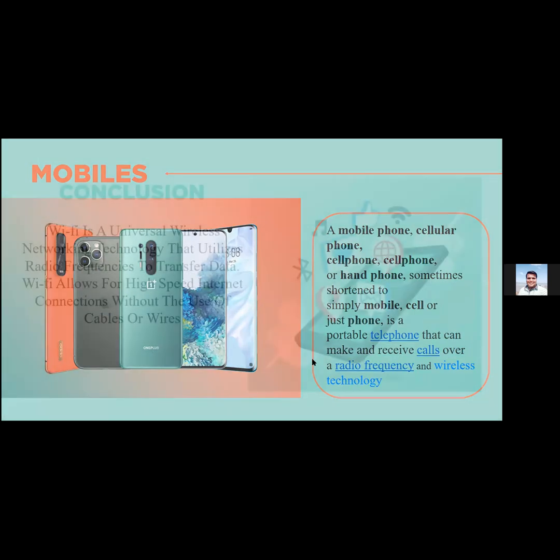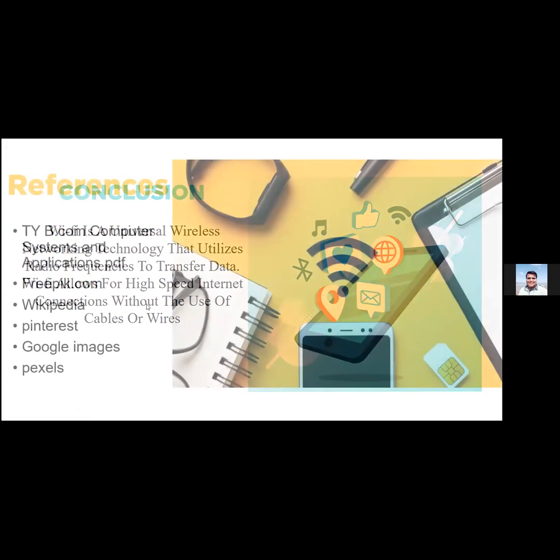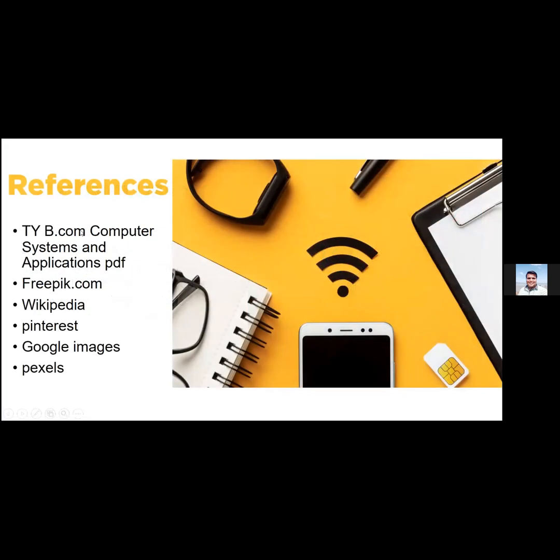Conclusion: radio is universally a wireless network technology that utilizes radio frequencies to transfer data. Wi-Fi allows for higher speed internet connection without the use of cables or wires. References: the PDF that we received from our sir, and freepik.com, Wikipedia, Pinterest, Google Images, and Pixels.